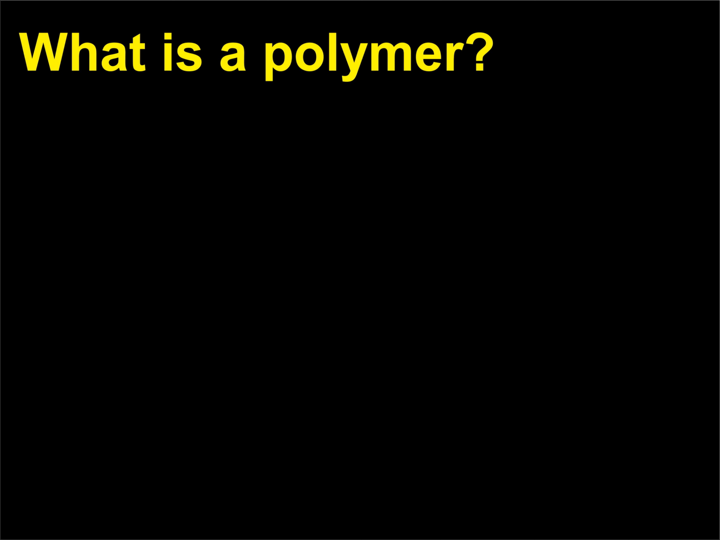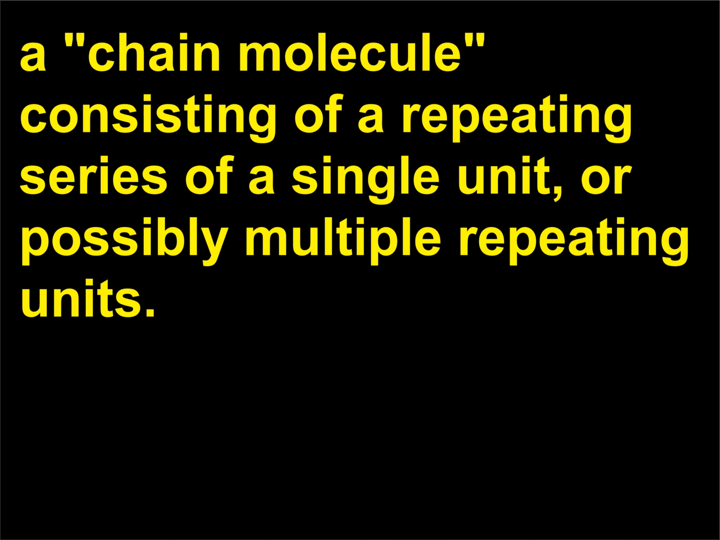What is a polymer? A chain molecule consisting of a repeating series of a single unit, or possibly multiple repeating units.